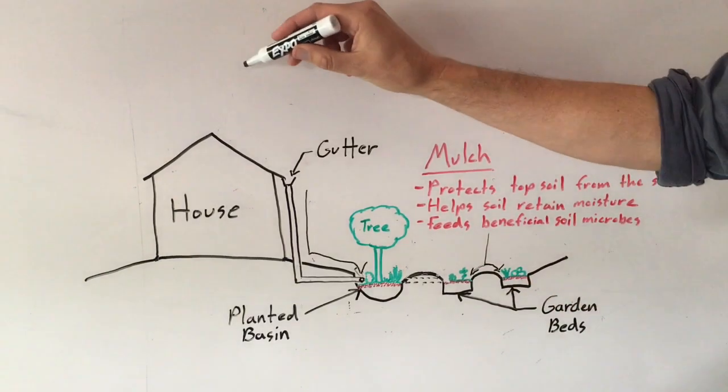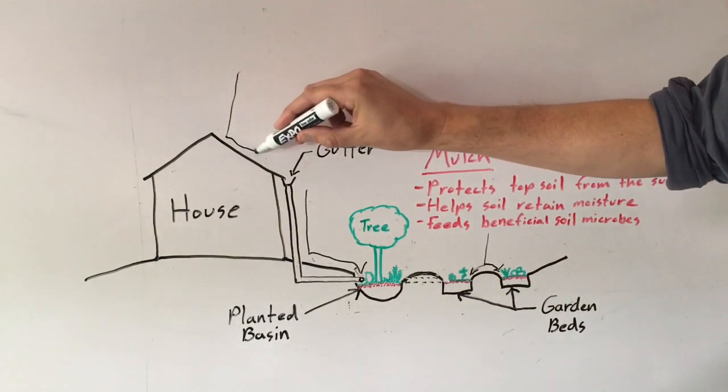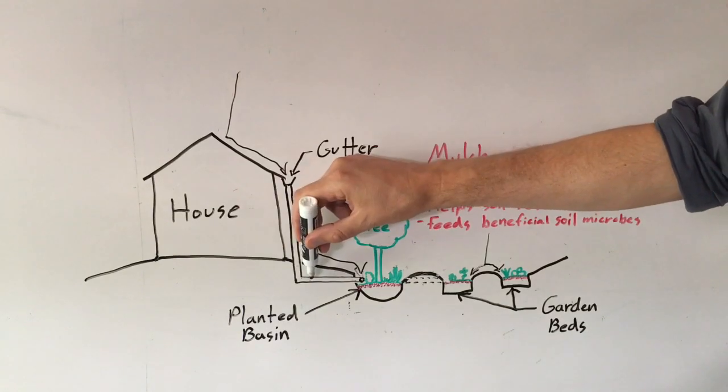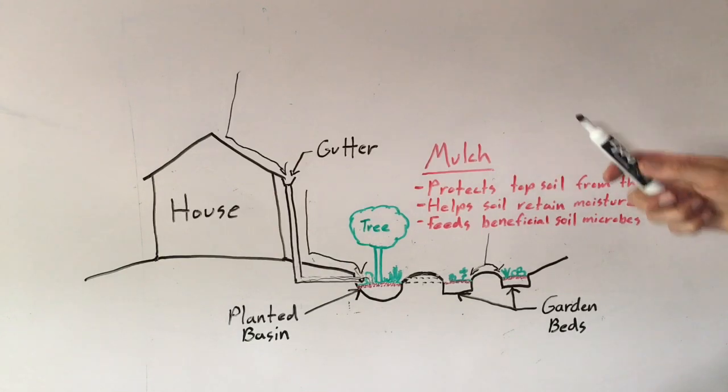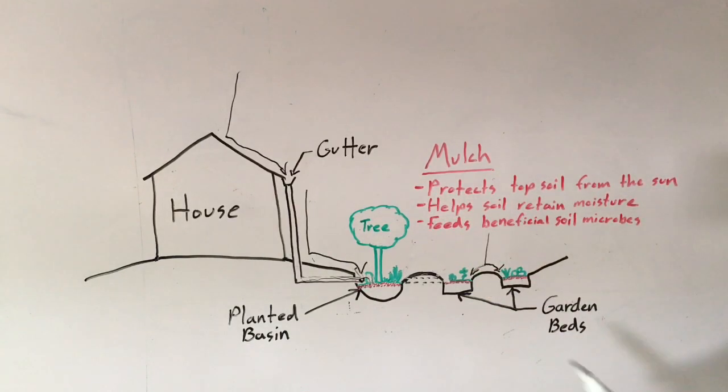With rain gutters, you can collect rainwater from your roof and transport it to planted basins with underground pipes connected to your downspout. Adding mulch protects topsoil from the sun, helps soil retain moisture, and feeds beneficial soil microbes.